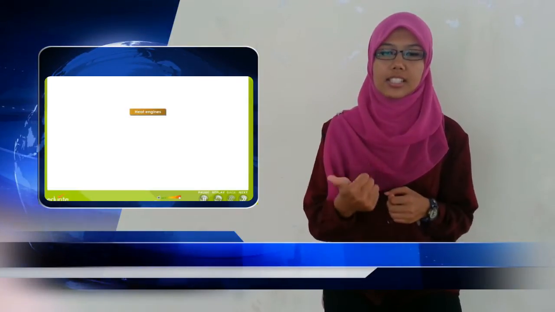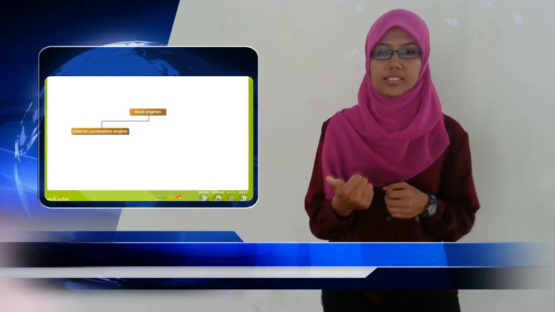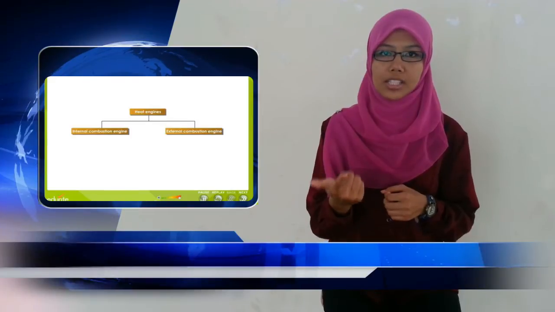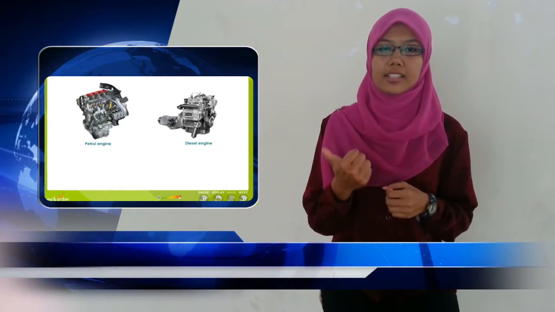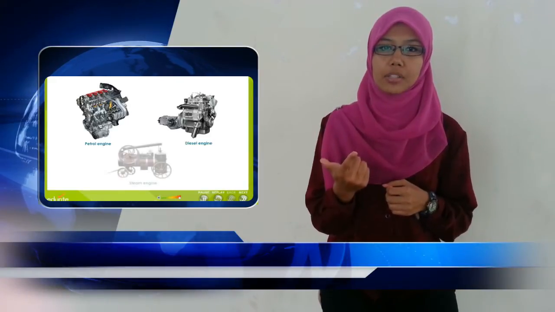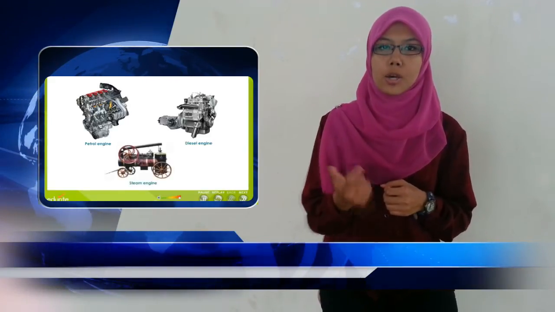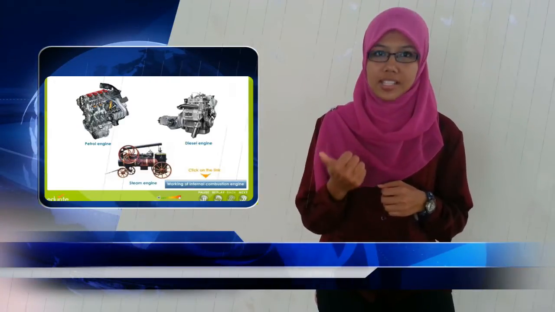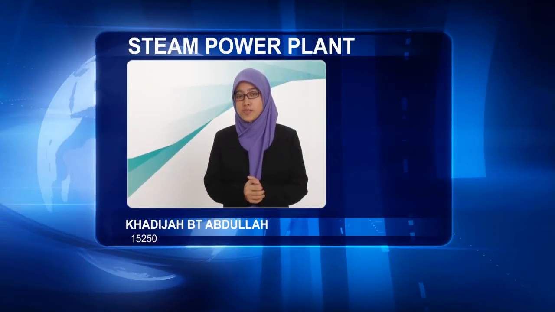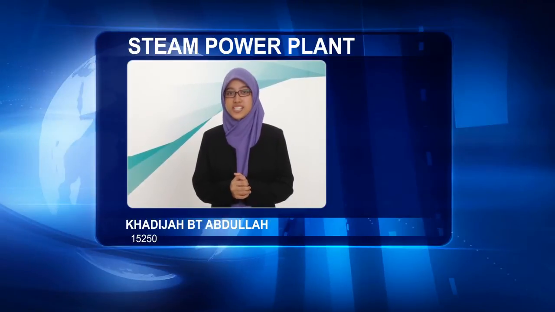First is the internal combustion engine. Second is the external combustion engine. Petrol or auto engine and diesel engine are examples of internal combustion engine, whereas external combustion engine is the steam engine. Now, I will explain how a steam power plant works.